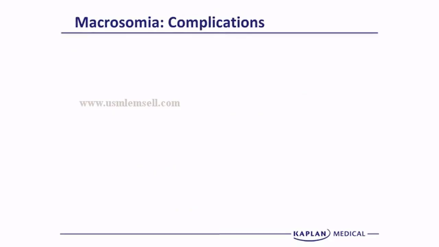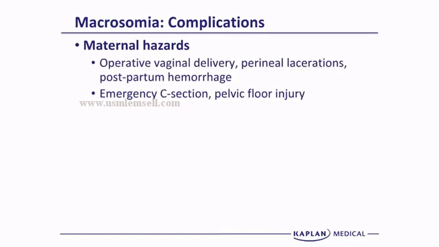Macrosomia. So what's wrong with having a big baby? Well, there are maternal hazards, there are fetal hazards, there are neonatal hazards. Maternal hazards. Bigger the baby, the more likely to have an obstructed labor, a prolonged second stage, can't push the baby out, operative vaginal delivery, vacuum extractor, forceps, perineal lacerations, postpartum hemorrhage from an overdistended uterus, and a uterine atony, emergency cesarean, pelvic floor injury. It's not good for moms to have excessively big babies. There's not a whole lot of good things that happen to the pelvic diaphragm and the pelvic floor.